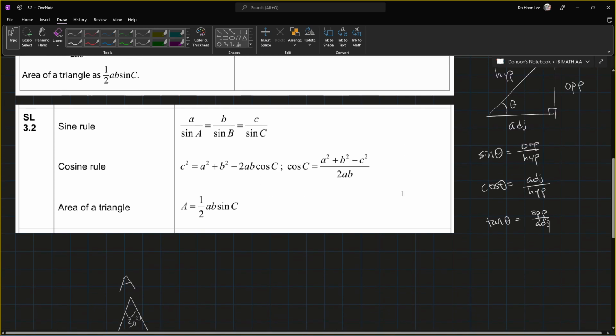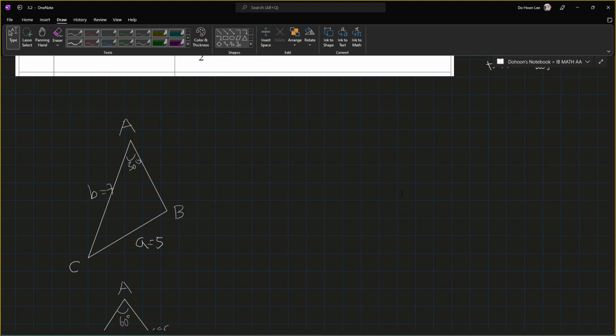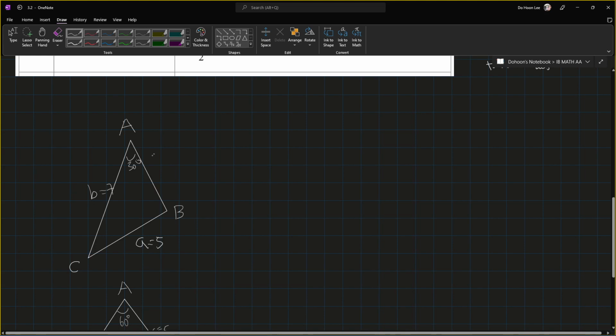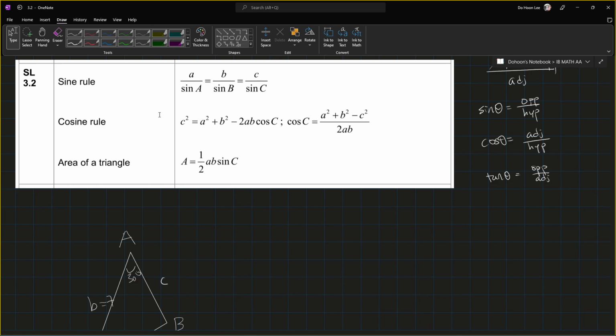And by the way, by convention, we usually label the vertices with the uppercase letters, and the opposite side is labeled with the lowercase letters. For example, the side opposite vertex C will be lower c. And the opposite side of the vertex B is lower b, and so on. The first rule, the sine rule, tells us the ratio of the sine of an angle and the opposite side is the same for all three angles and sides.